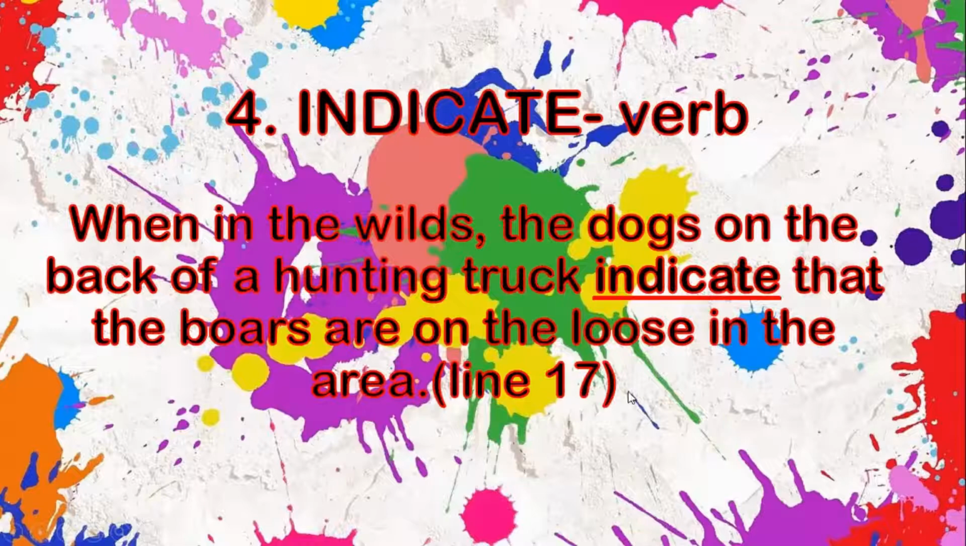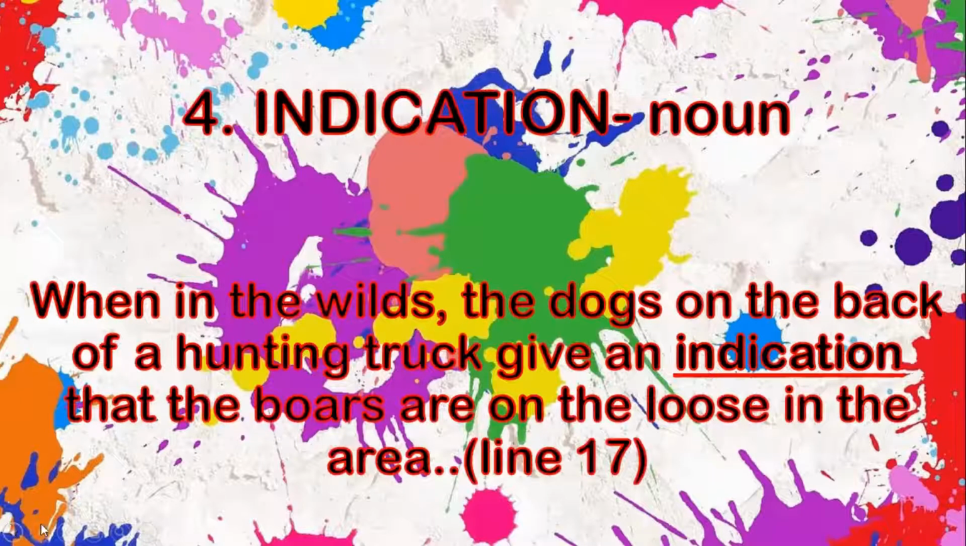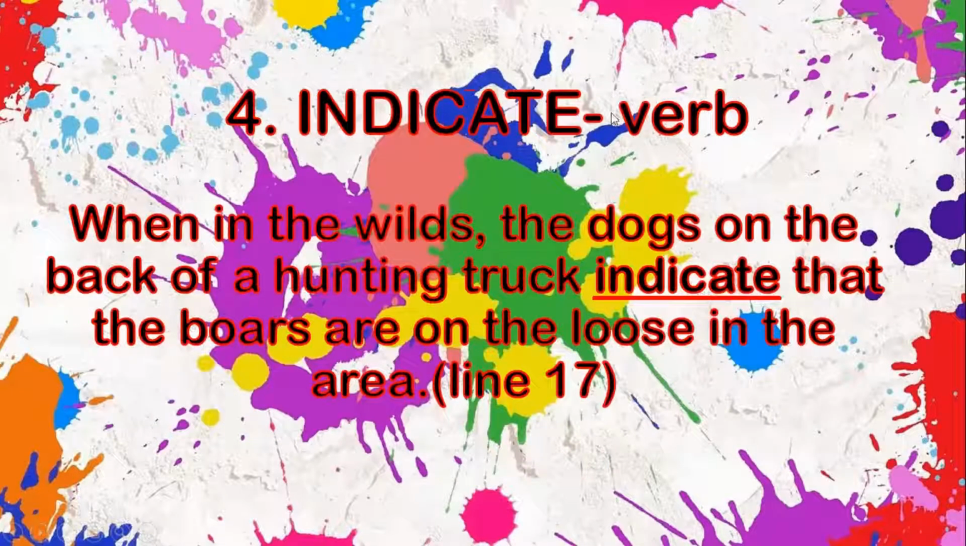Notice now that when we go to our closed passage, our word that was once a noun now becomes a verb, because we have to go ahead and remove the suffix from the end in order for it to make sense grammatically and to fit the context. So when in the wilds, the dogs on the back of a hunting truck indicate that the boys are on the loose in the area.